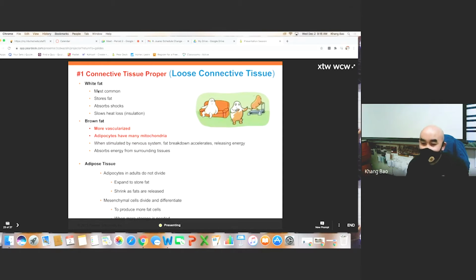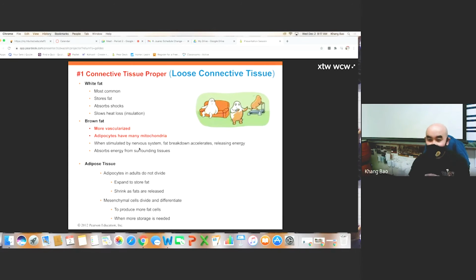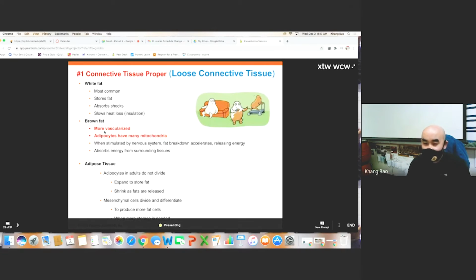We tend to think fat is just white fat, but actually there's brown fat. So what's the difference with brown fat? Brown fat is a healthy fat, a good fat, because it is vascularized. Vascularized means they have blood vessels running through them, and they're good. Their job is to absorb energy from surrounding tissue, so that way you have energy. And that's why when you go to the doctor, they tend to say good fat, bad fat. Bad fat is the white fat. Brown fat is a good fat. Okay, so keep that in mind.